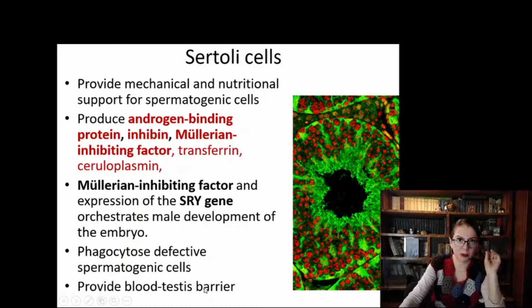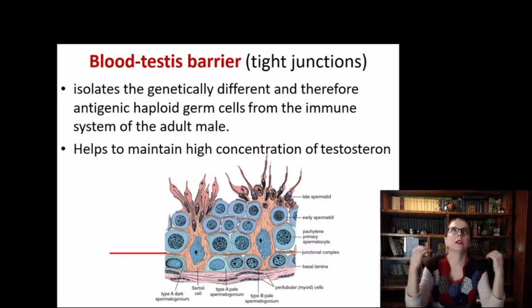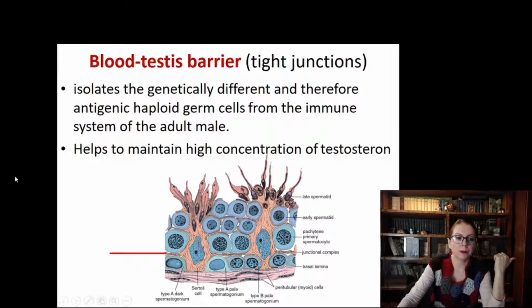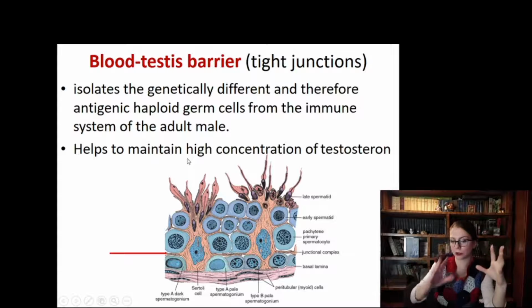As for the blood-testis barrier, we have to stop and discuss it in detail because it is very important. First, the reason for its existence. First of all, the blood-testis barrier insulates genetically foreign spermatozoa from the bloodstream and from human immunity. So, as it is written, it isolates genetically different antigenic haploid germ cells from the immune system of the adult male. And it helps to maintain the high testosterone concentration. By producing those tight junctions, Sertoli cells help to concentrate testosterone locally.